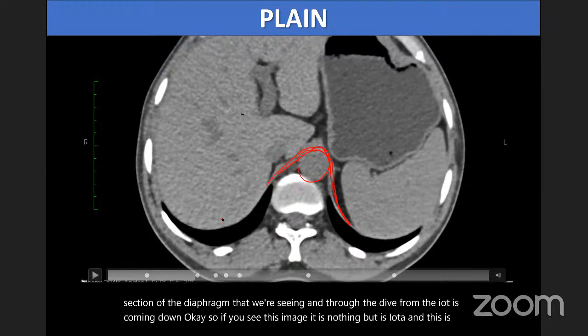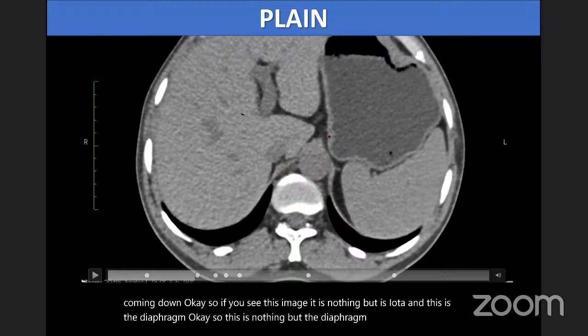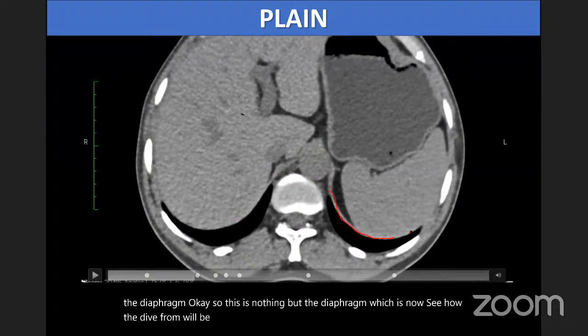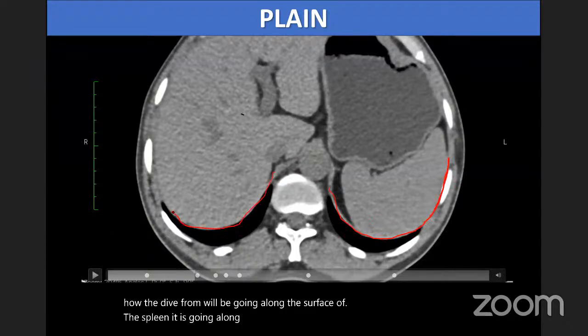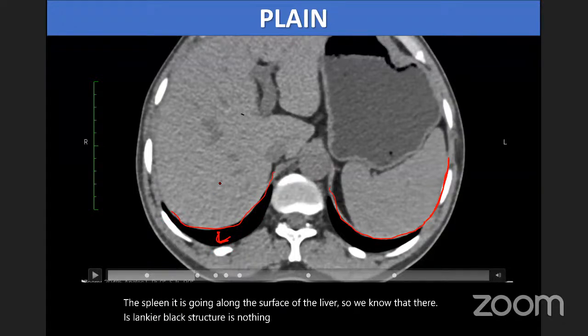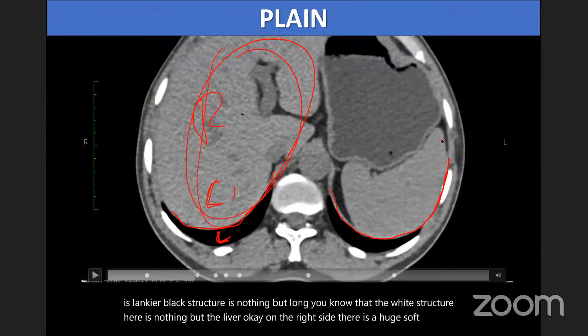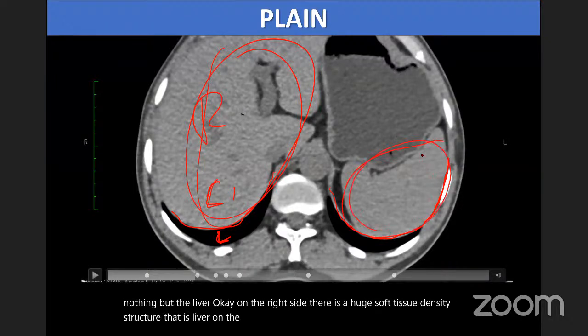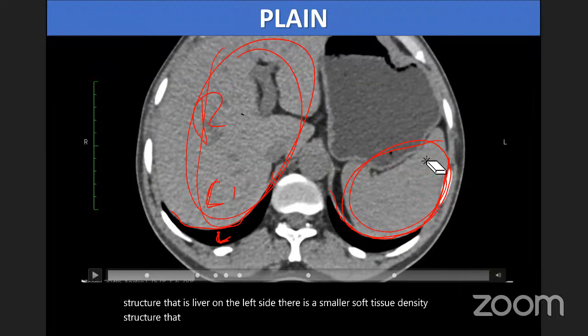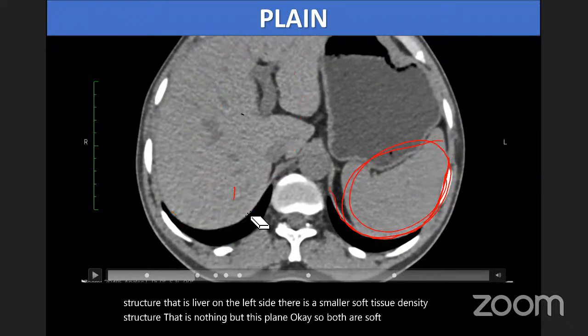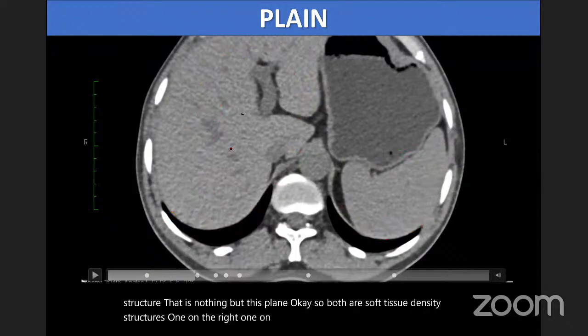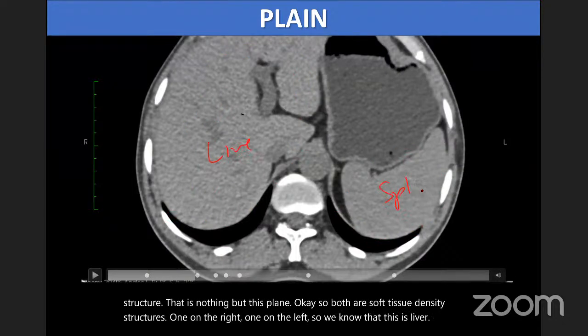Okay, so this is nothing but the diaphragm. Now see how the diaphragm goes along the surface of the spleen. It is going along the surface of the liver. So we know that there is lung here. The black structure is nothing but lung. You know that the white structure here is nothing but the liver. Okay, on the right side, there is a huge soft tissue density structure, that is liver. On the left side, there is a smaller soft tissue density structure, that is nothing but the spleen. Okay, so both are soft tissue density structures, one on the right, one on the left. So we know that this is liver, this is spleen.